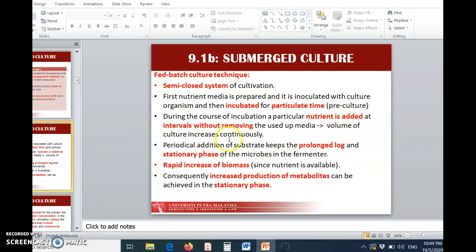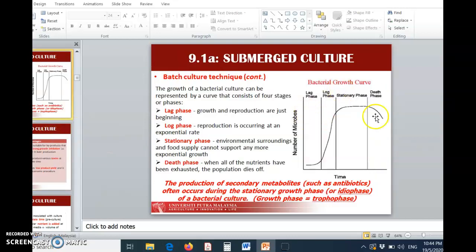Volume of the culture increases continuously, like I said before. Because nothing comes out, the amount of the liquid inside the fermentation tank will continue to increase. Okay, periodical addition of substrate keeps the prolonged log and stationary phase. So if you take a look at this bacterial growth curve, the use of fed batch fermentation will help in maintaining the log phase and stationary phase. Okay, no death phase is occurring because we have enough nutrient.